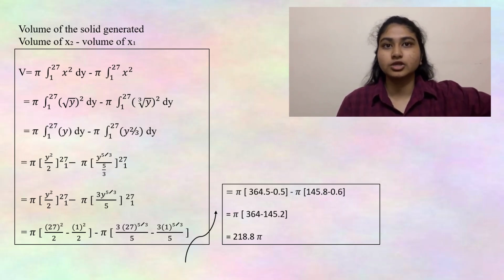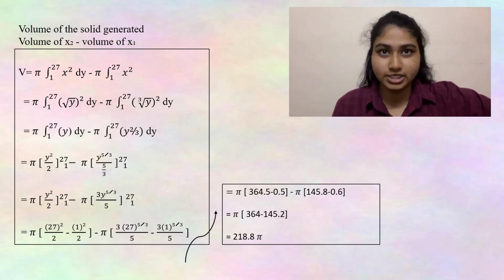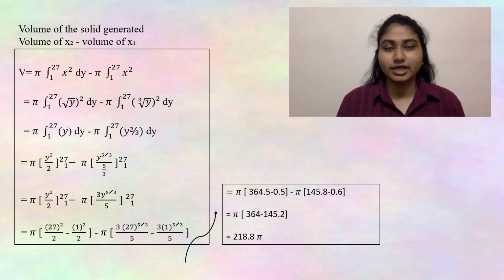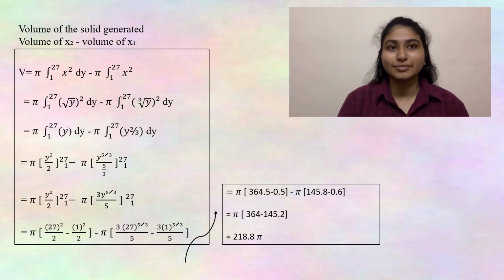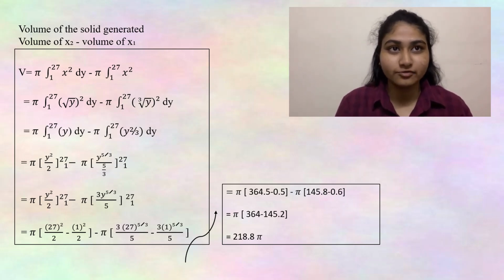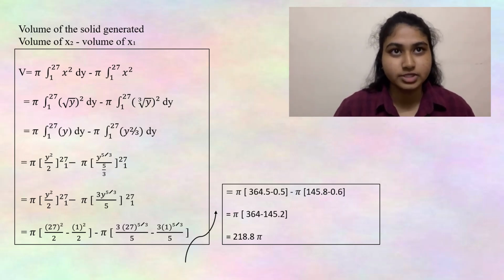And if we solve it, we will get pi integral 1 to 27 of y dy minus pi integral 1 to 27 of y to the power of 2 over 3 dy, and it will be pi in bracket y, and the power should be plus 1, so it will be 2 over 2, and then limits 1 to 27, minus pi in bracket y to the power 5 over 3, because the power 2 over 3 must plus 1, so it will be 5 over 3.